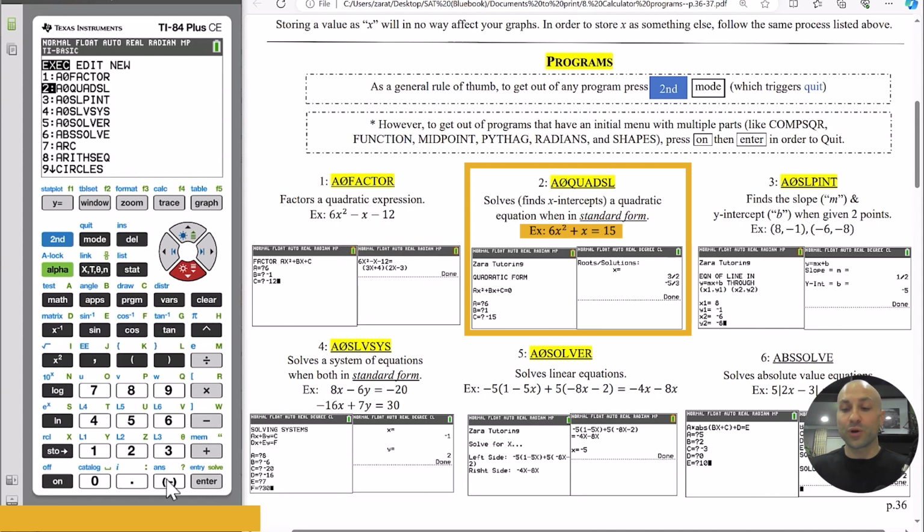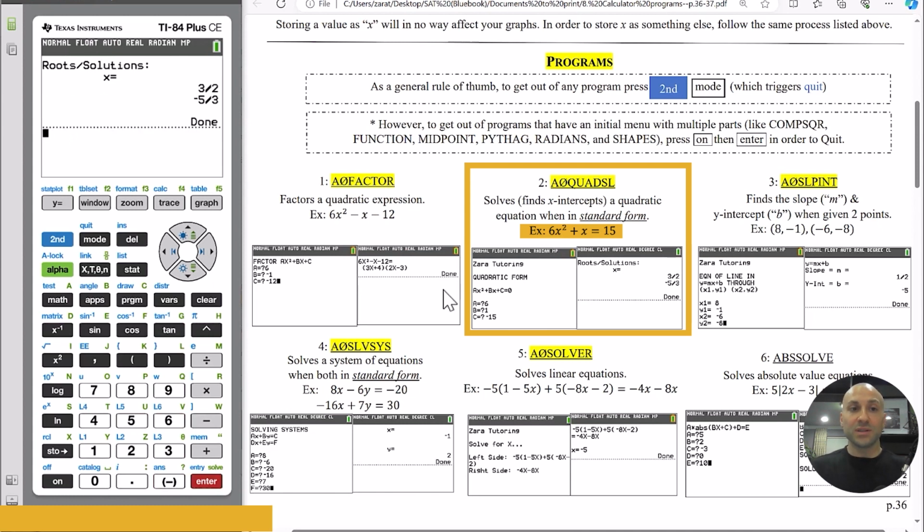So let's go to program number 2, and notice it has to be in standard form with everything equal to 0. So with an equation, we're able to now solve it, but it has to be equal to 0. So we're going to move this 15 to the other side, which means you have a +6 for A, a +1 for B, but a -15 for C, so that it's all equal to 0. And it gives us our 2 solutions in either order.